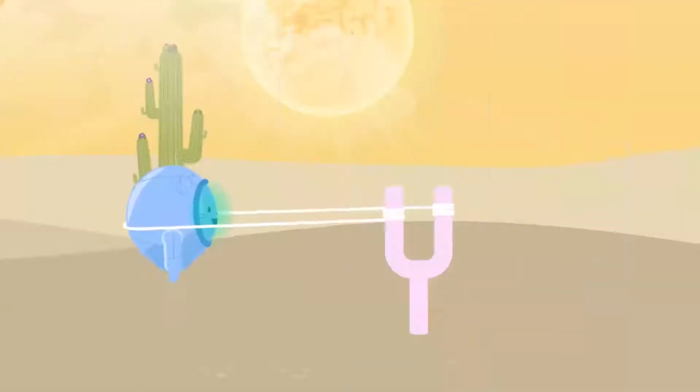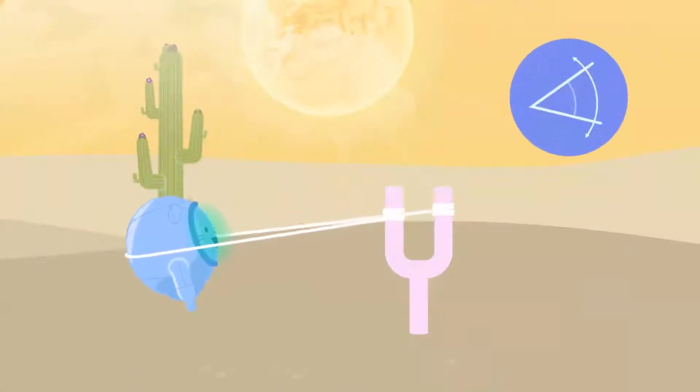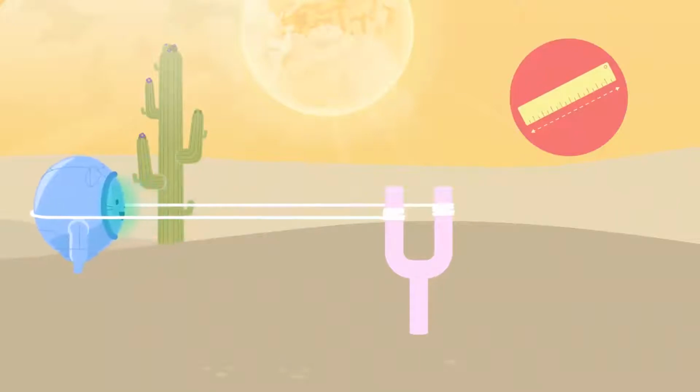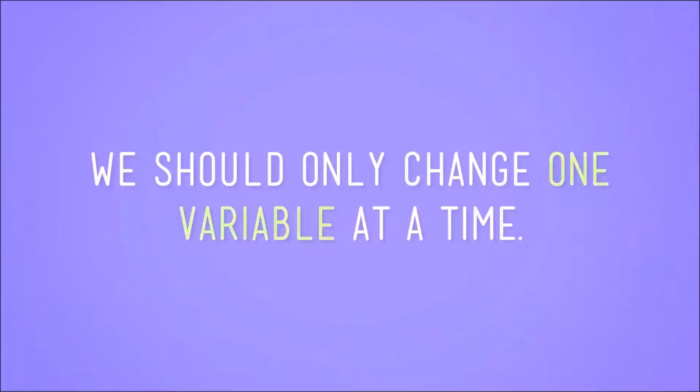When we missed the pile of marshmallows, we needed a new plan. So we decided to change the angle of the slingshot, and we also made sure we didn't change how hard we pulled on the slingshot. We said that we should only change one variable at a time, otherwise we wouldn't be able to tell why our solution worked or didn't work.